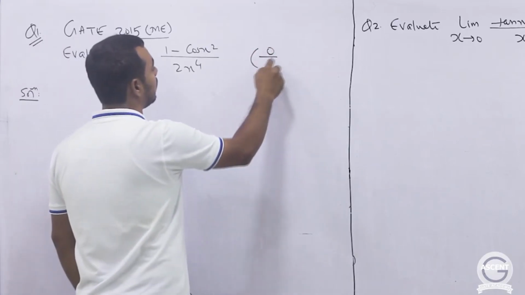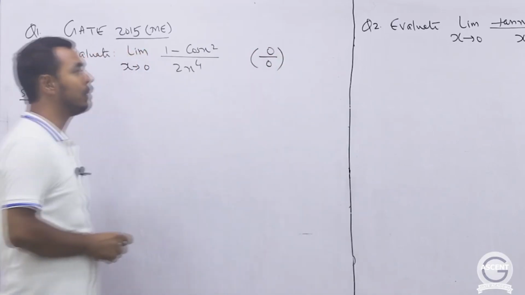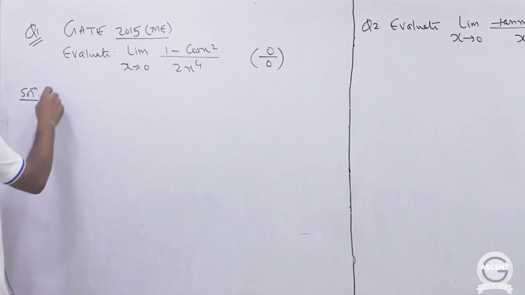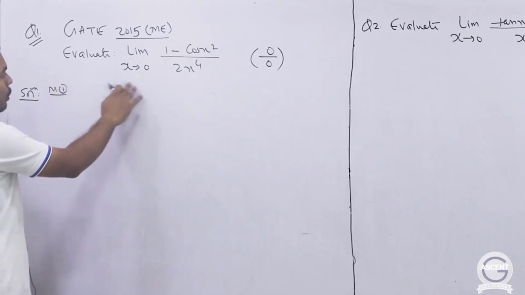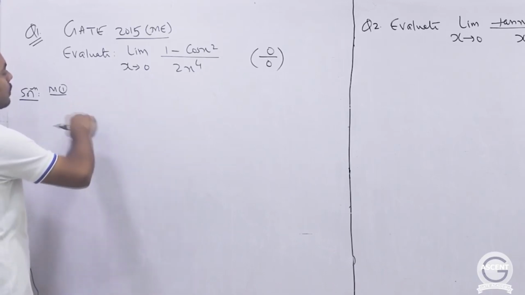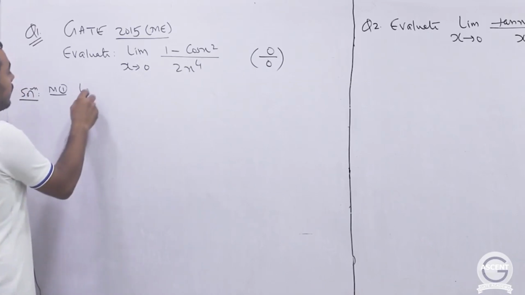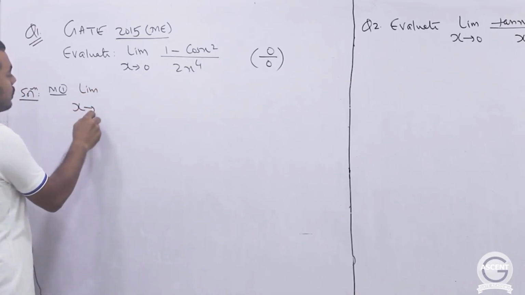Now we have learned that in case of 0 by 0 indeterminate form, we can apply L'Hopital's rule. There are a number of ways of solving this problem. First we are going to solve this using L'Hopital's rule, then we'll see the second approach. So this will give us limit x tending to 0.